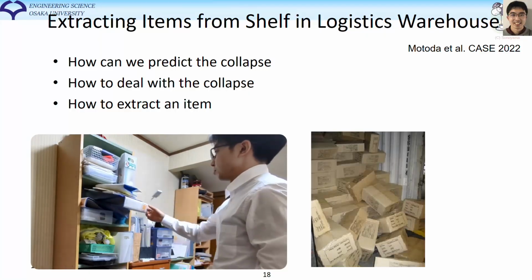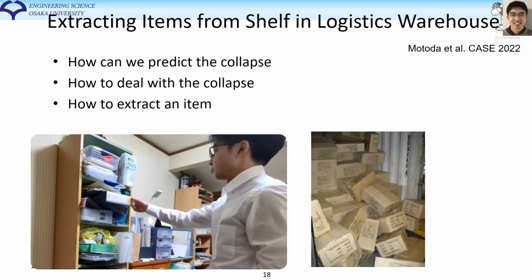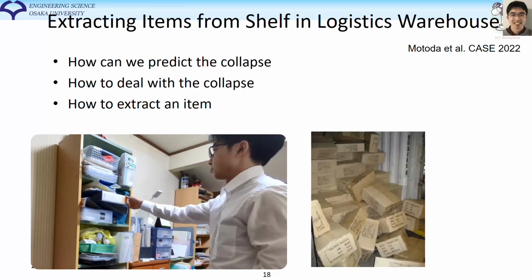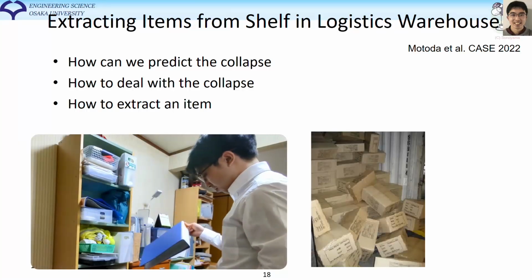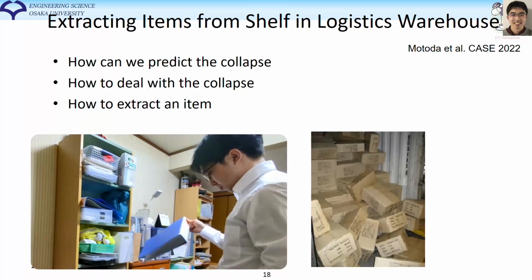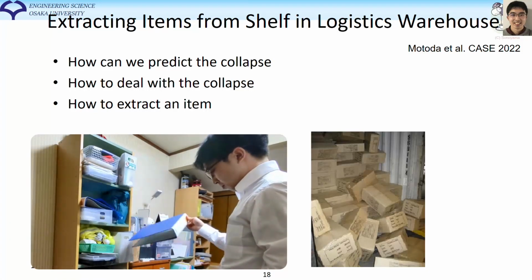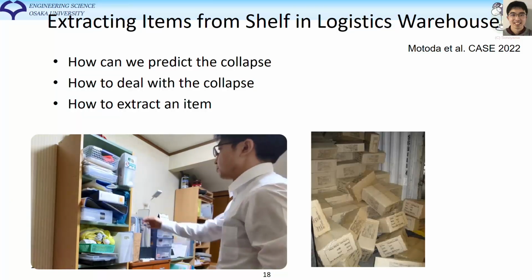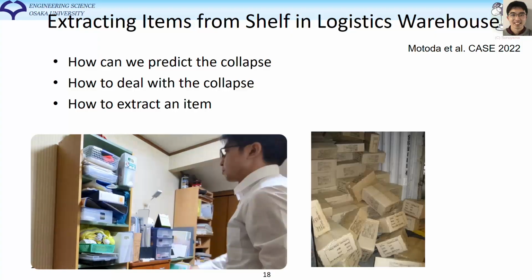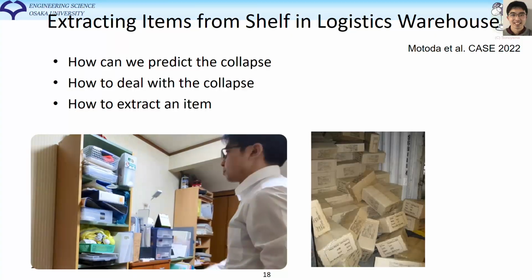Okay, so let's move on to the next talk. We consider the case where a lot of items are randomly stored in a shelf. In this case, if we try to extract one item from the shelf, the pile collapses, and the other items get out from the shelf. We want to avoid such a situation.